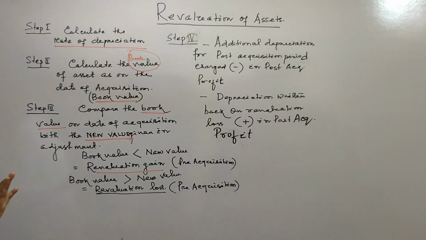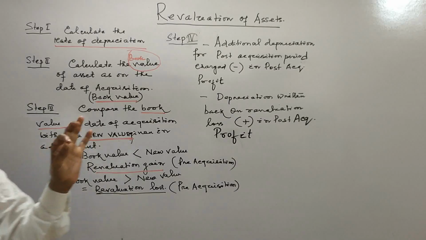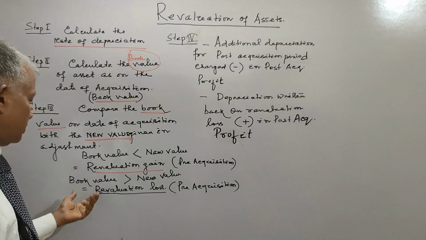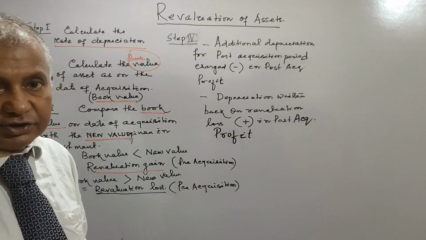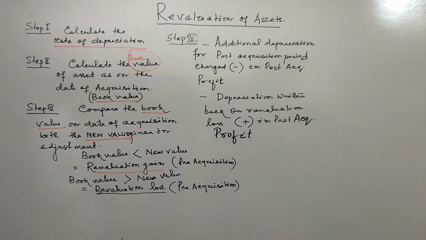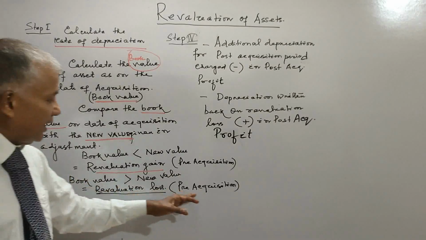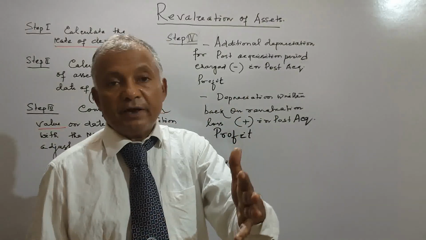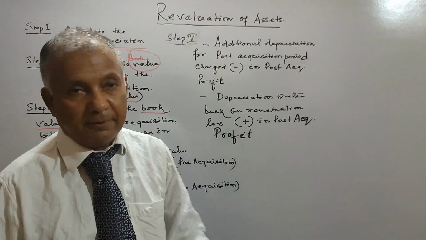Similarly, book value is greater. Book value 1 lakh, new value is 80,000. So this is a value decrease. Therefore, this is a revaluation loss. And this revaluation loss will go to pre-acquisition period in analysis of profit. This is your statement 1.